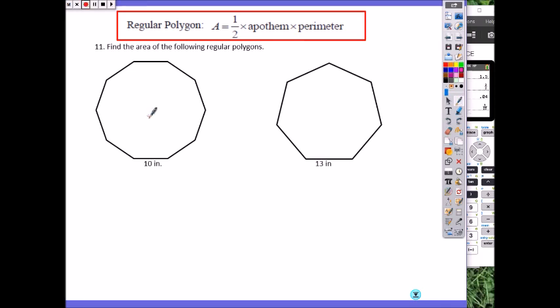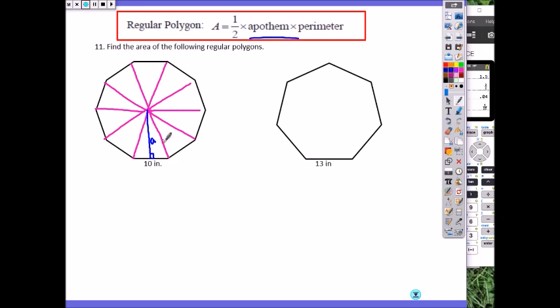If you put a center and draw a triangle, for this one, how many triangles do you get? It has 10 sides, meaning you can divide into 10 triangles. And the apothem means what? The height of the triangle, right? So this is apothem. So you can either use this formula or find the area of one triangle and multiply by 10, right? So I'll show you both ways.